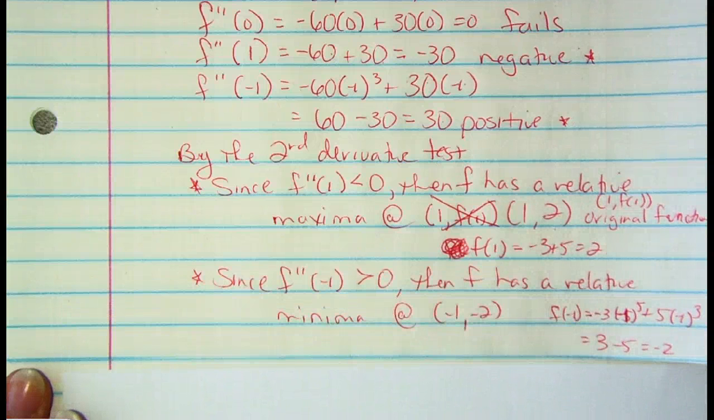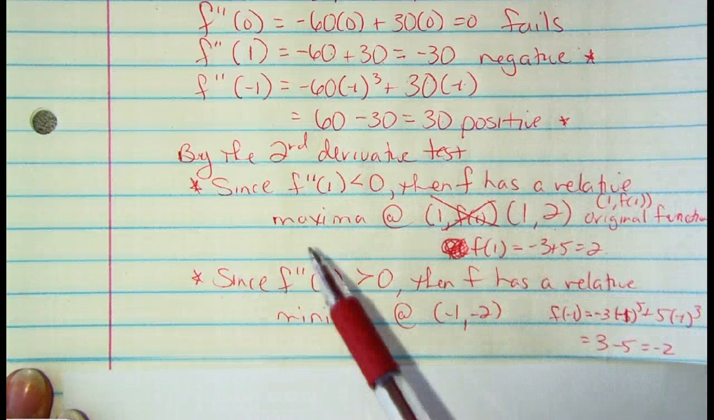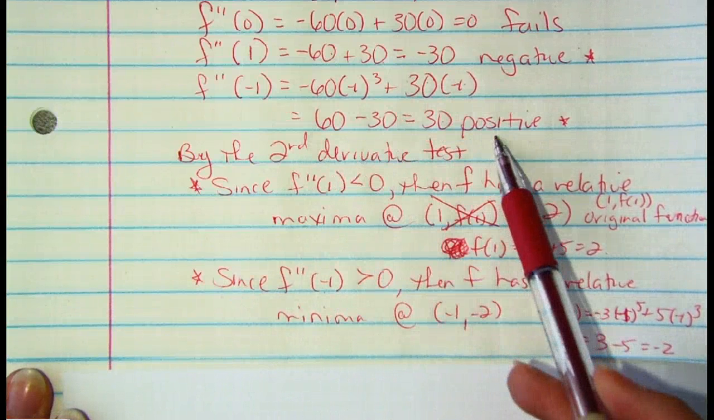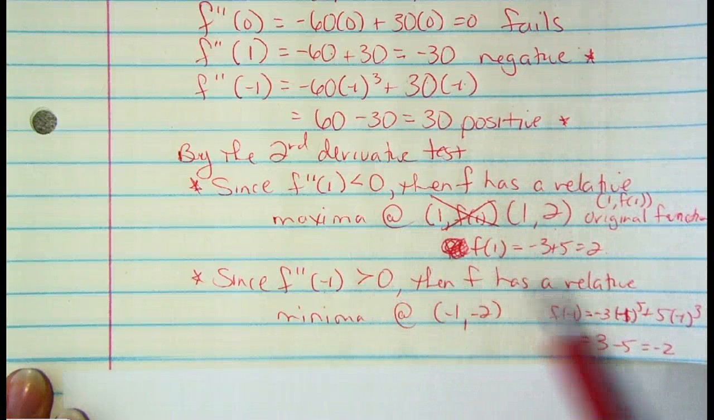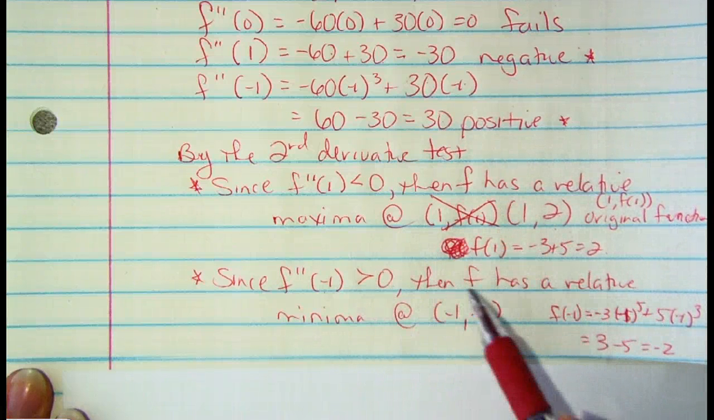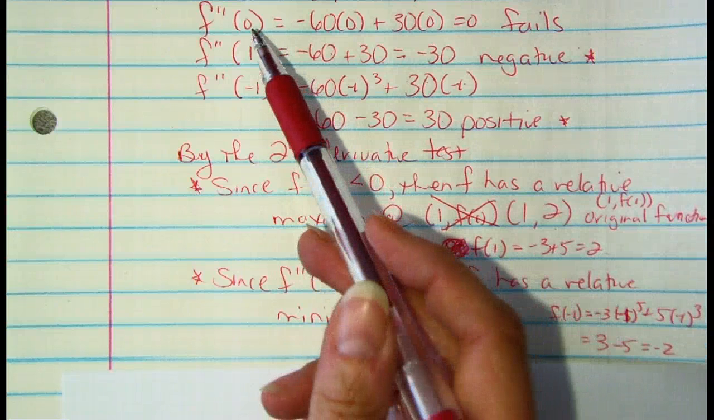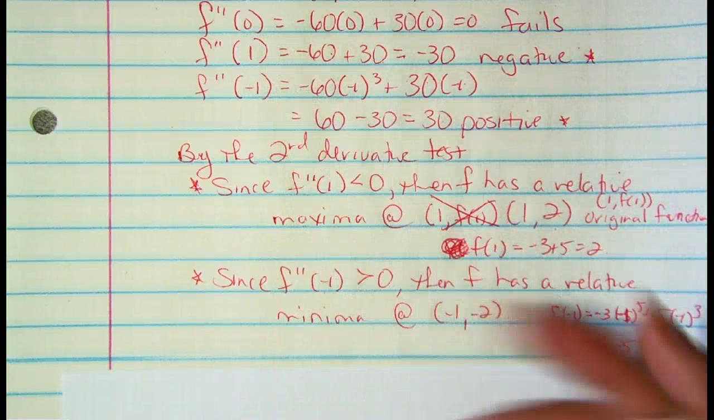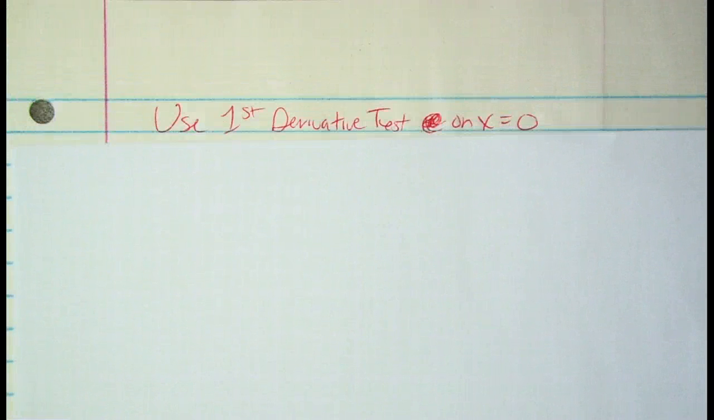Second, by the second derivative test, since f double prime of negative 1, when I evaluated that, I got positive answers, greater than 0. Then f has a relative minimum at negative 1, negative 2. All I have left now is to go back and evaluate this critical number to see if I can find the relative min or max. So I must use the first derivative test on x equals 0.